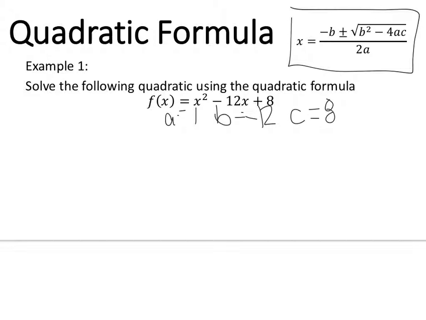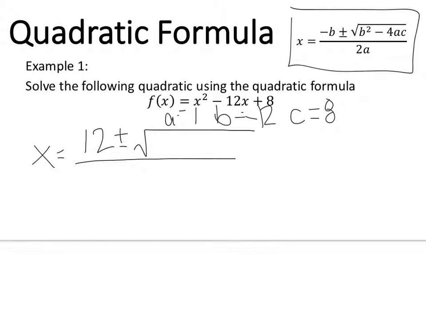And then from here, I'm just going to plug that all into the equation. So I have x equals the opposite of b, so that's a positive 12, plus or minus the square root of negative 12 squared minus 4 times 1 times 8. And I put that all over 2 times 1. On the next slide, I'm going to show you a breakdown of the best way to simplify these.